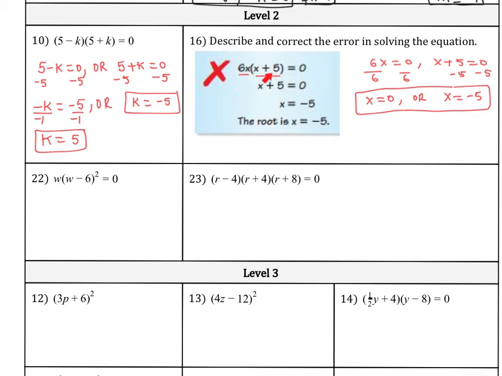Here they put x plus 5 equals 0, but they did not put 6x equals 0. So that's why we're missing the x equals 0 solution from this solution.